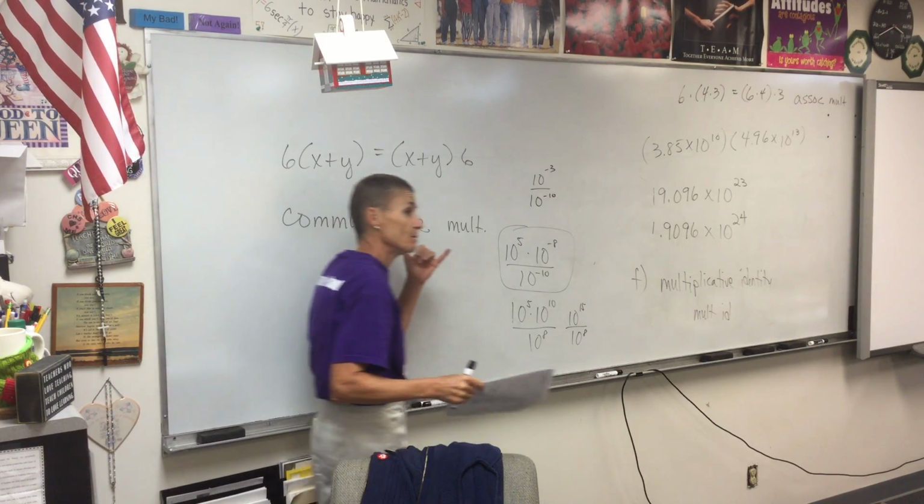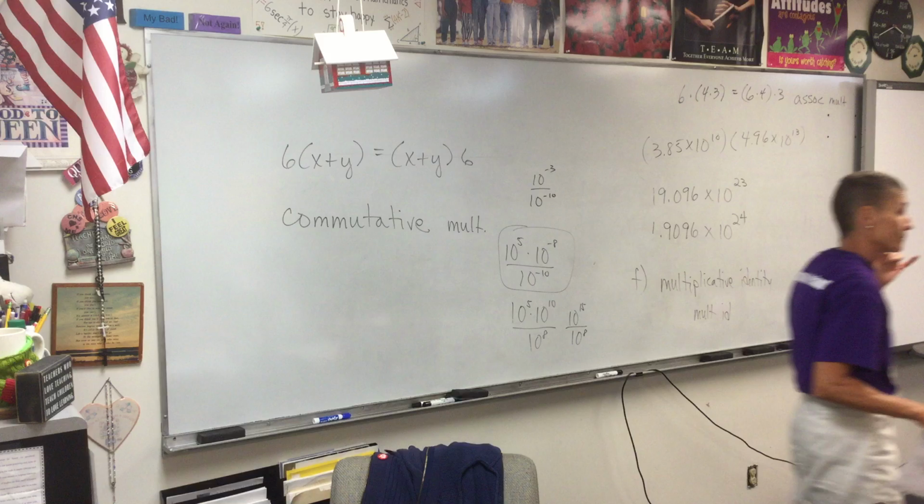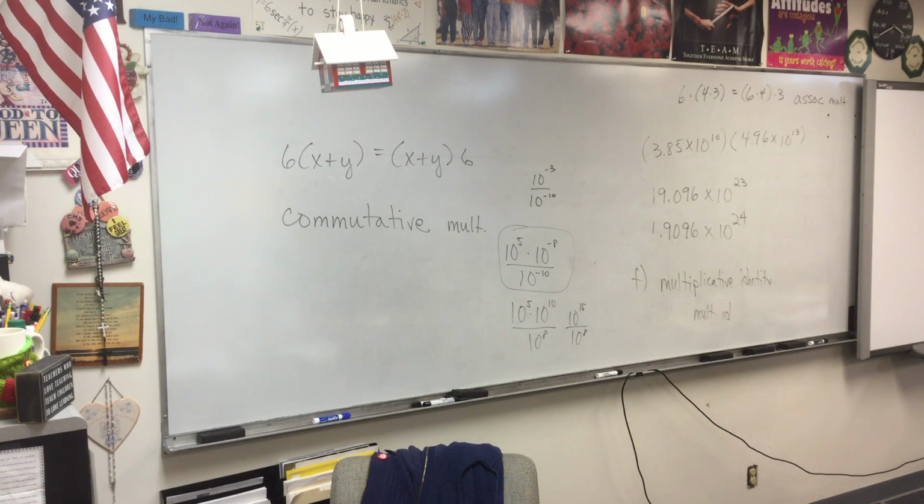What's the difference between commutative and associative? Change order. Commutative changes the order. Associative leaves everything in the same order, just picks up the parentheses. All right.